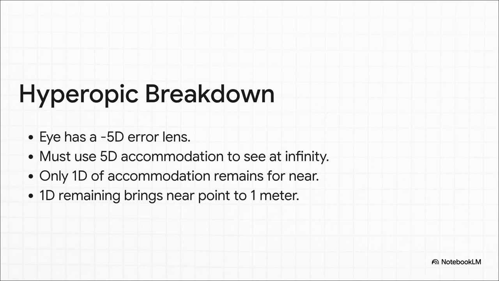She's actively burning 5 of her 6 available diopters of accommodation just to see clearly at infinity. She's working hard just to exist. This leaves her with a mere 1 diopter of reserve for near vision. Using our math, 100 divided by 1 diopter pushes her near point all the way out to a full meter away. Without glasses, she literally cannot see anything clearly closer than arm's length.